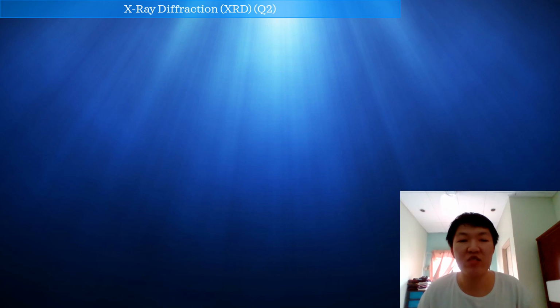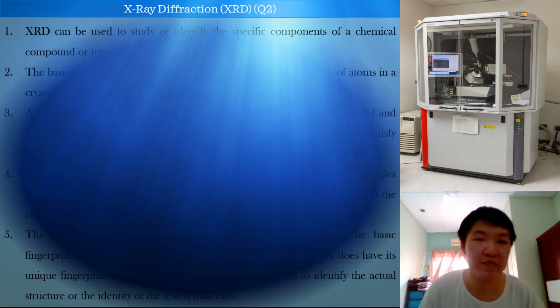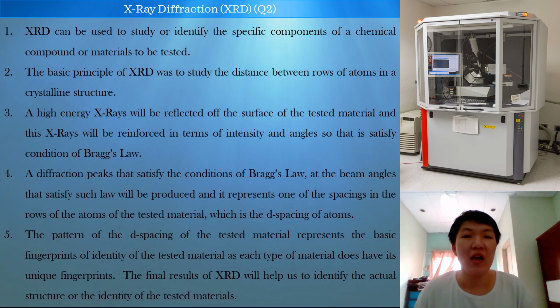The second instrument is the X-ray diffraction instrument, and a picture of the instrument is shown here. Next, we'll be talking about the basic principle of X-ray diffraction. X-rays can be used to study or identify the specific components or structure of a chemical compound or material to be tested. The basic principle of XRD is to study the distance between rows of atoms in the crystalline structure so that we can identify the actual structure of the chemical compound.